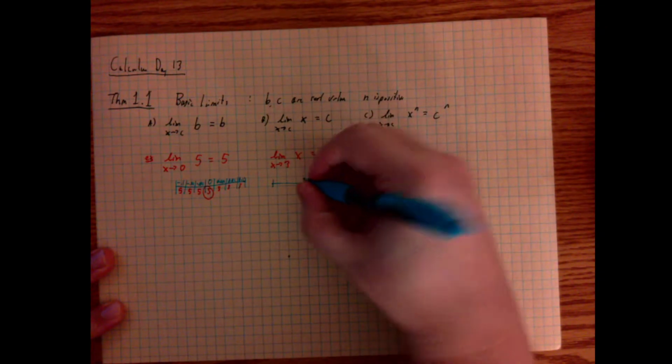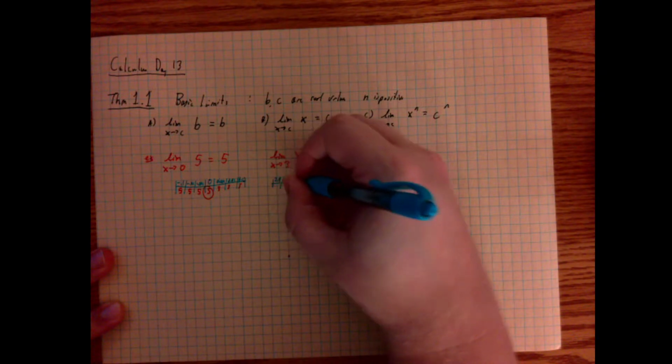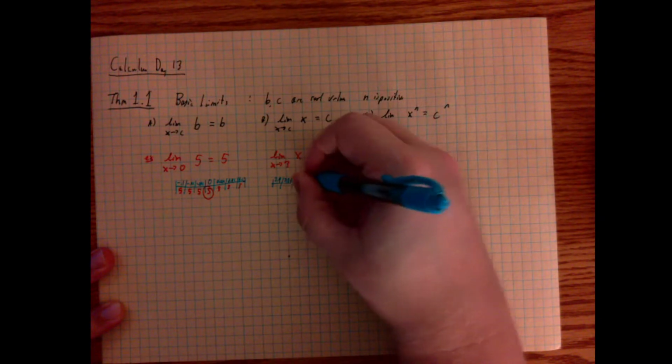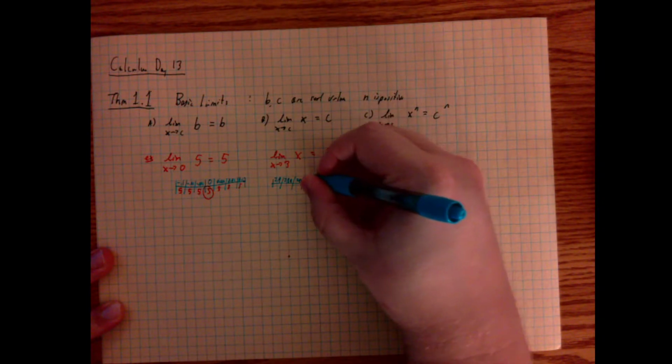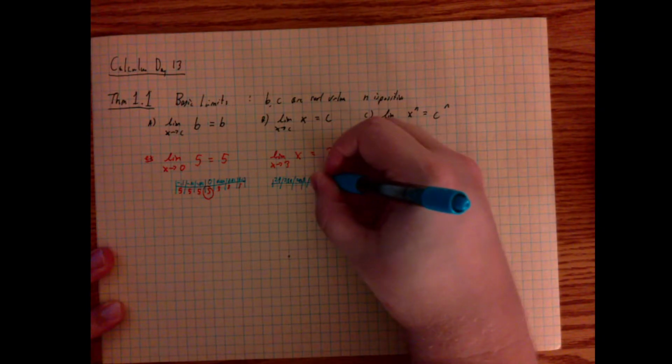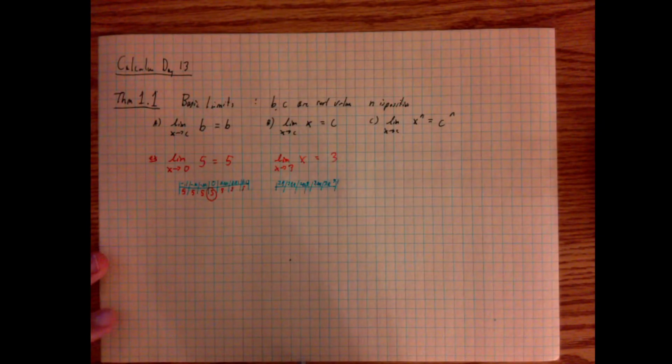Okay, so 3 is in the center. This would be 2.9, 2.99, and 2.999. And over here you'd have 3.001, 3.01. I apologize that it's getting so cramped, and 3.1.